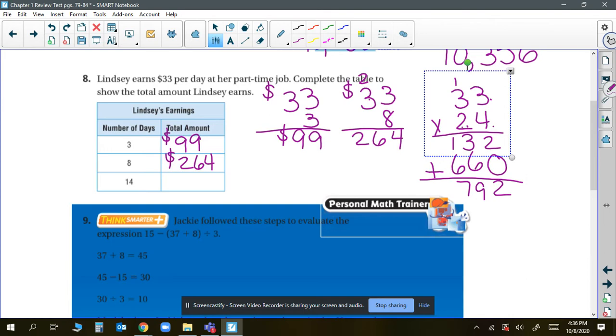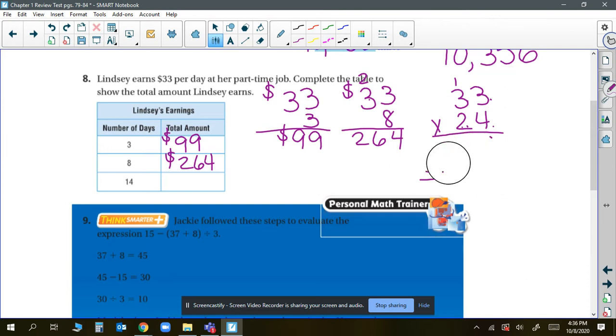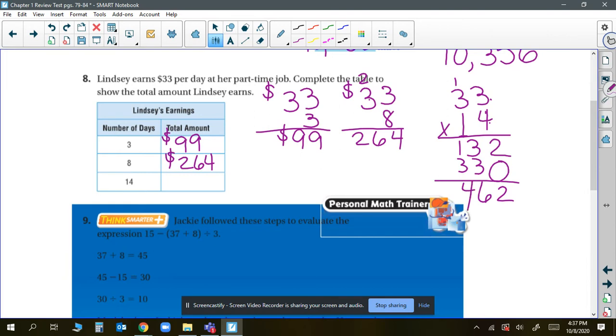Oh, because I wrote 24 instead of 14, Miss Hummel. Go back and fix it. No wonder. Let me write my 14 and do it again. So there's my 12, there's my 13, so that one was okay. But here's where I wrote a 2 instead of a 1. So don't forget your 0. 1 times 3 is 3, and then 1 times 3 is also 3. 2, 6, 4. $462. Now I got it. Get with it, Miss Hummel.